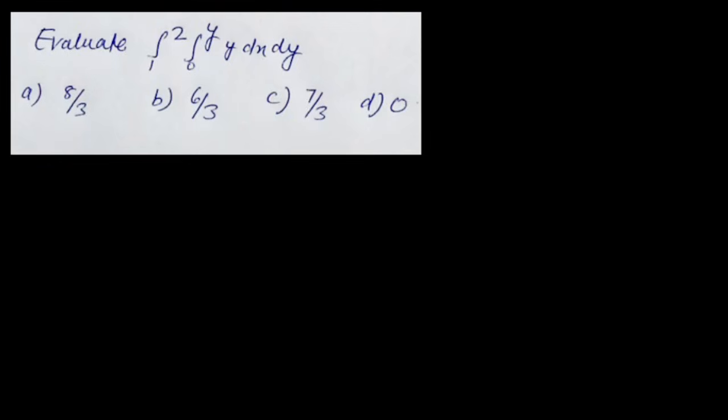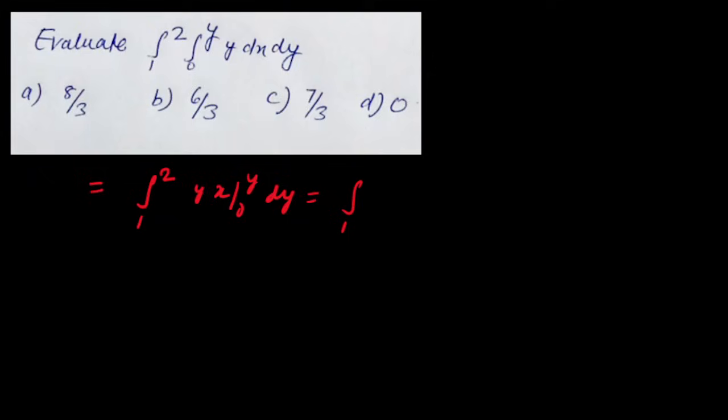So next is question number 4. Evaluate that. This is one of the easier questions. The first 3 questions we did were good quality questions, not that direct, but this is an easy question. So how do you solve it? The limit is in terms of y, so this is the limit of x. First we have to integrate with respect to x. So I take y, and integration of dx is x, limit is 0 to y, and then dy.